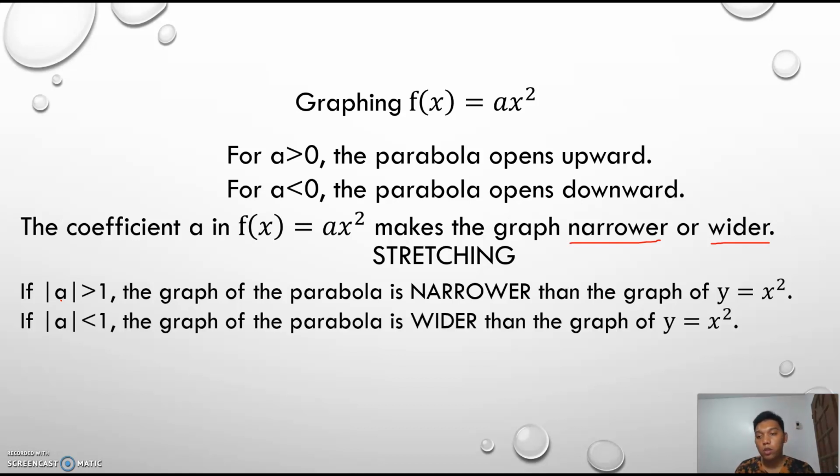But if the coefficient a is less than 1, the graph of the parabola is wider, all right? So it goes like this, compared to the graph of y equal to x squared.